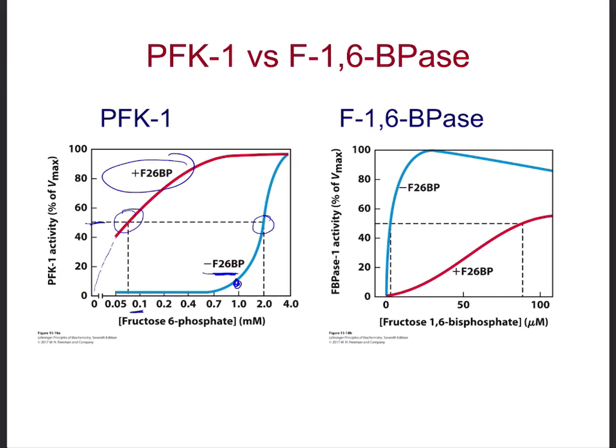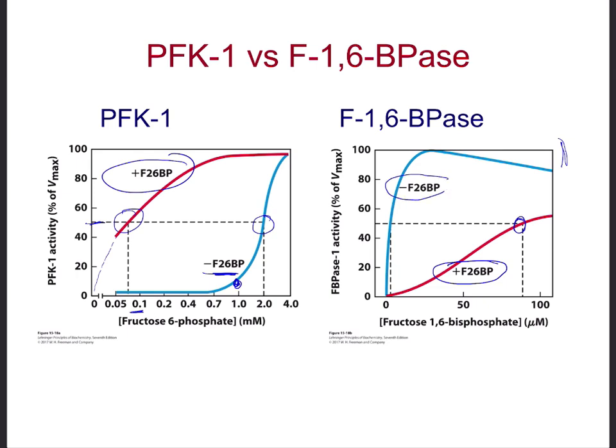Let's look at the activity of the fructose 1,6-bisphosphatase. So in the presence of fructose 2,6-bisphosphate, this is when we expect glycolysis to be active, we need pretty high concentrations of fructose 1,6-bisphosphate in order to achieve any sort of activity. Basically, we're up here approaching 100 micromolar. And this is a relatively high concentration for fructose 1,6-bisphosphate because it tends to be used fairly actively by other enzymes in the glycolytic or gluconeogenic pathway.